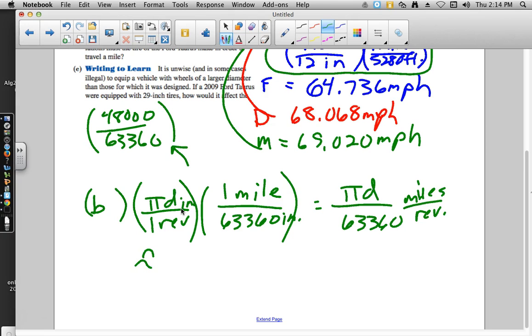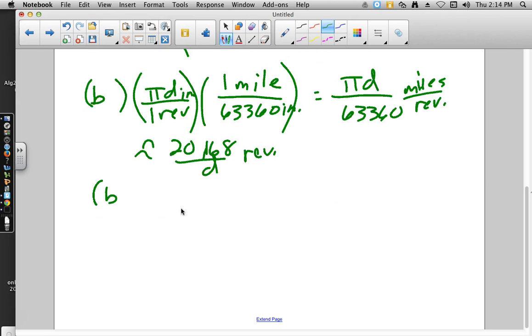So we have approximately 20,168 over D revolutions, because it's all about talking about our little 63,360 from the bottom. The 48,000 that was across the top was what changed our information in revolutions and minutes. And this is just asking us about how much more this is going to have to travel. So when we change this for B, all we have to do is put 20,168 over the diameter for the tire.